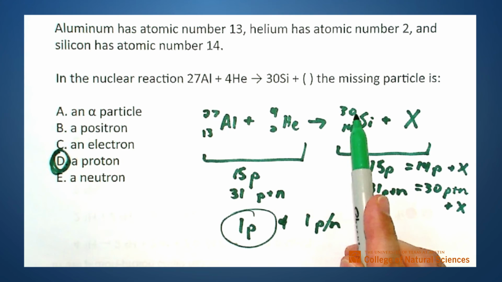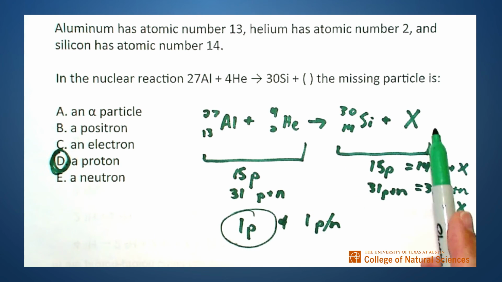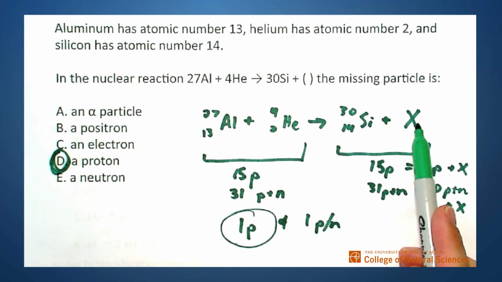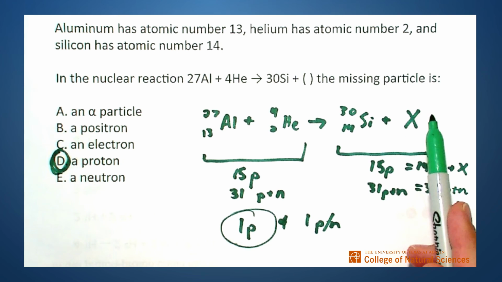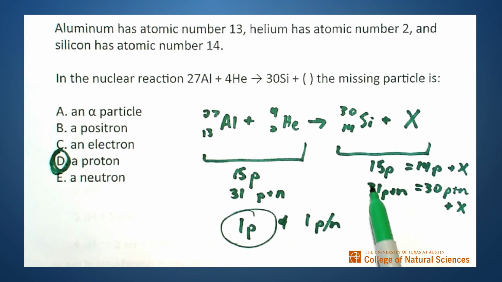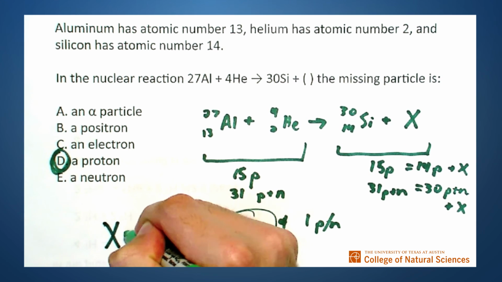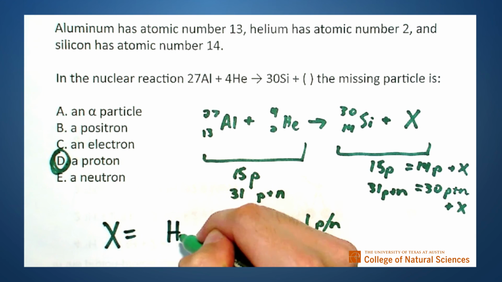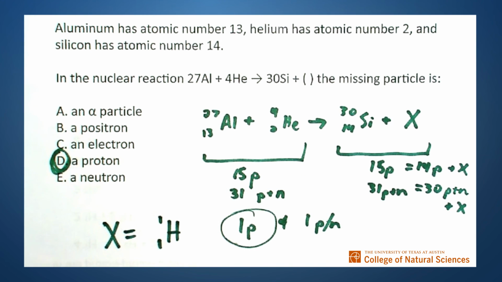I have 30 protons and neutrons plus, if this is a proton, a hydrogen nucleus, then I gain 1 extra proton. So I have 30 plus the 1. So the particle that I'm looking for, X, is going to be hydrogen 1, 1. I'm adding 1 proton, which gives me 1 proton and 0 neutrons.